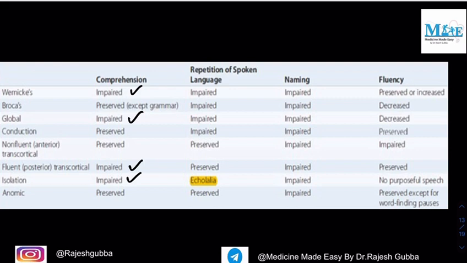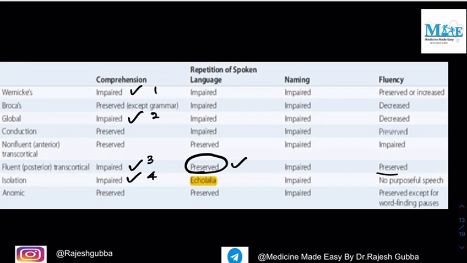But what is given for us? The repetition of the individual is being preserved. So in which conditions among these four is the repetition preserved? Among these four where the comprehension is impaired, the condition where the repetition is preserved is posterior transcortical aphasia.